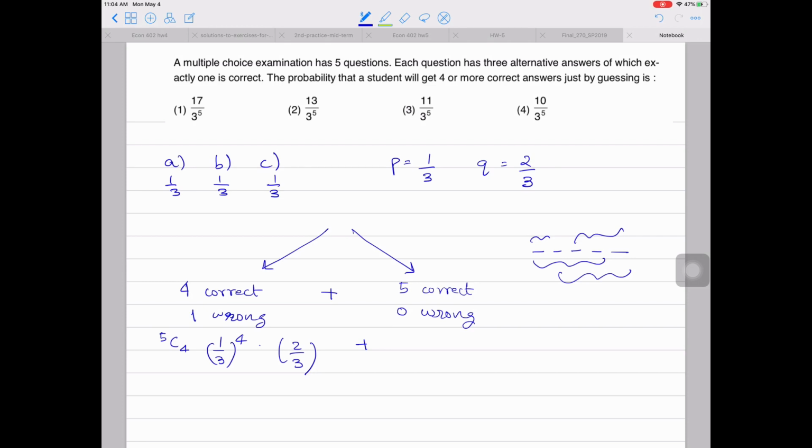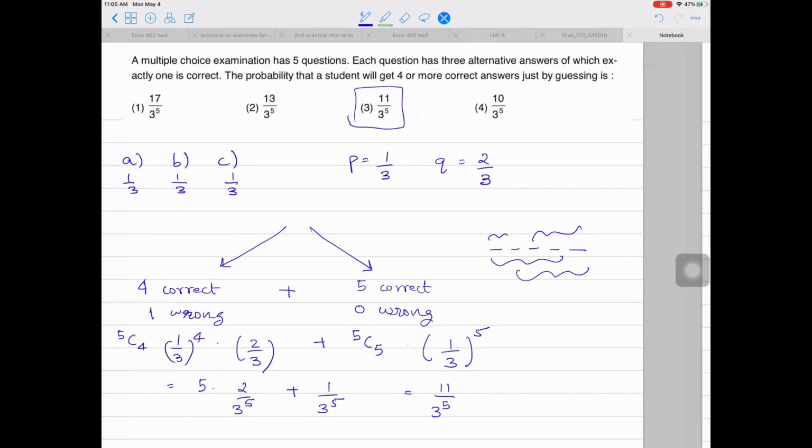And to get 5 correct answers, there is only one way to get all 5 correct, which can also be written as 5C5. And he gets all correct, which means 1 by 3 to the power 5. And if we solve this, we get 5 times 2 over 3 to the power 5 plus 1 over 3 to the power 5, which gives us 11 over 3 to the power 5. So option 3 is the correct answer.